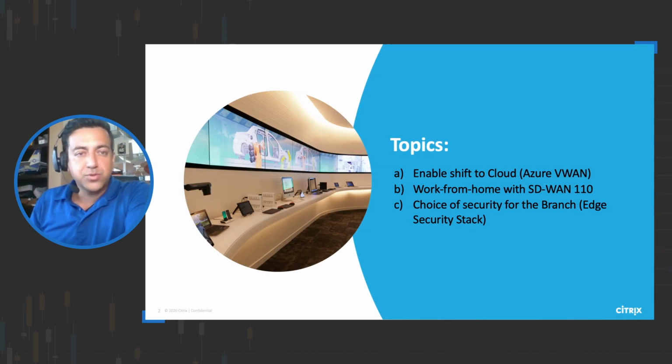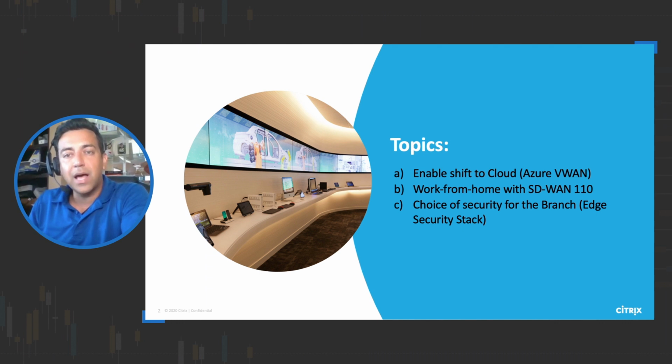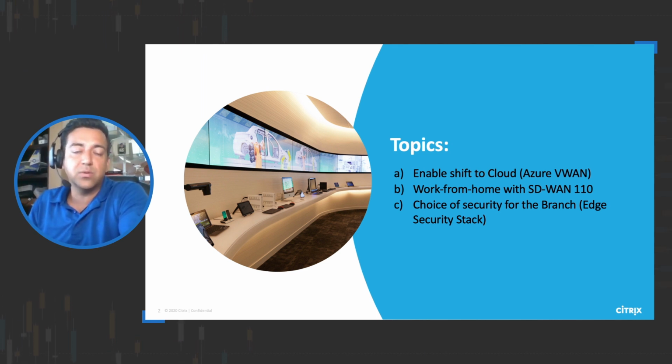So there's 3 demonstrations planned for today. I'll demo how Citrix SD-WAN can first enable customers to migrate workloads to cloud leveraging Azure Virtual WAN. And then I'll highlight a use case where we can optimize a work from home with the Citrix SD-WAN 110 LTE device. And lastly, we'll look at a use case for efficiently protecting the branch with integrated edge security stack.